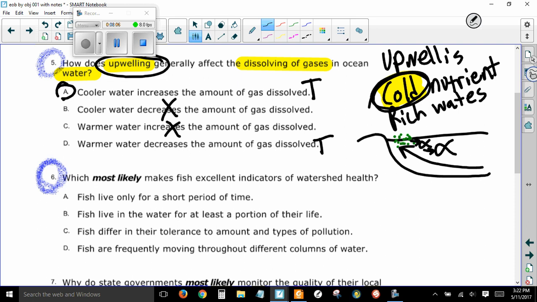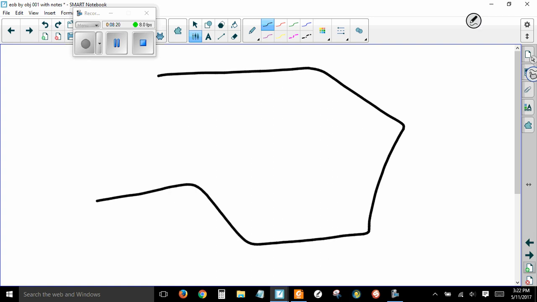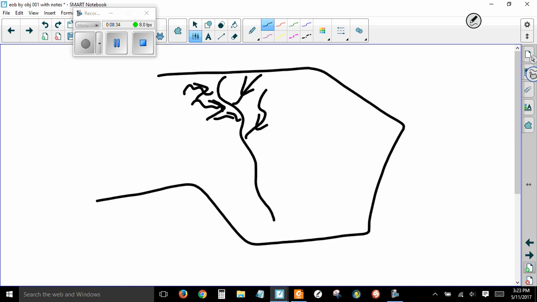All right, going on to number 6, which most likely makes fish excellent indicators of watershed health? Okay? Again, I'm going to go to a new page for a second. A watershed, if this is North Carolina, is an area where there's a river, and all the water, whether it's in a river or a rain, it all washes into that same river. That is a watershed. The water sheds off the land into this river. Concord is in the Catawba River water basin or watershed.